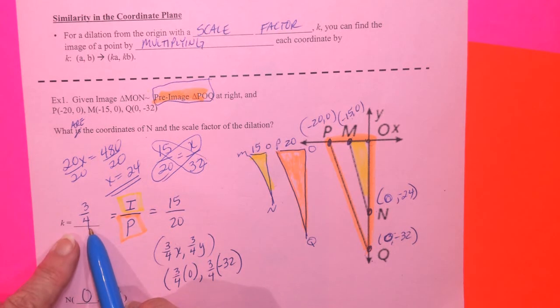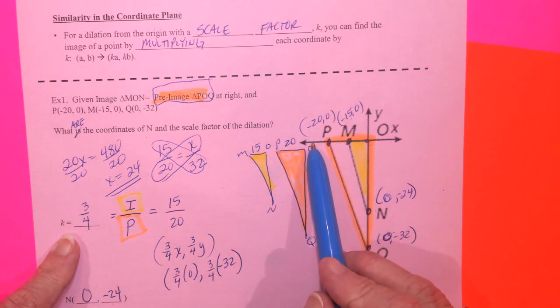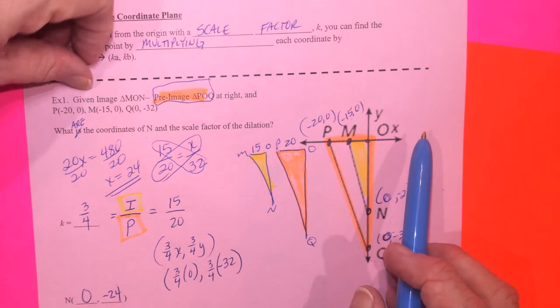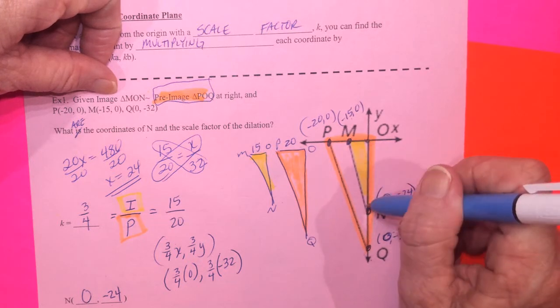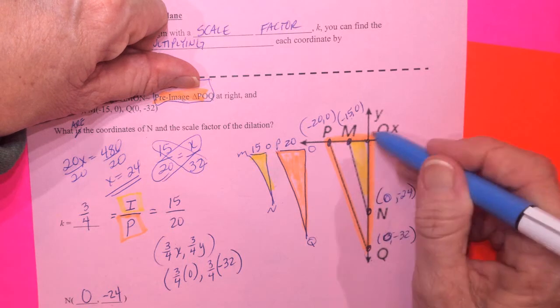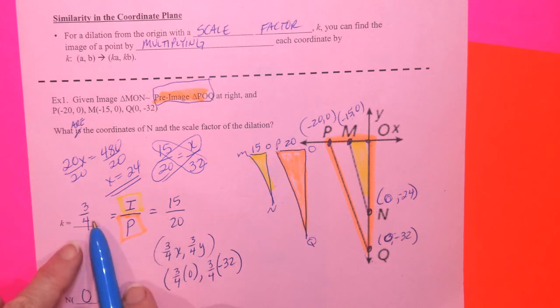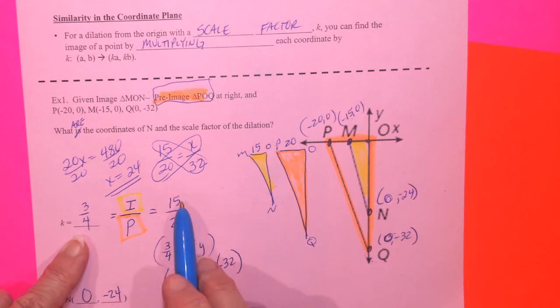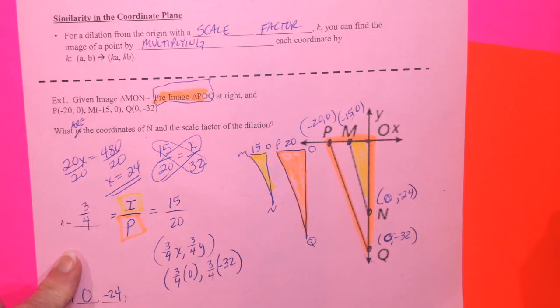For our scale factor, we can find any two corresponding values. Let's go with the ones they gave us. Since it said image is MON, image is the big one we ended up with. We started with a pre-image, POQ, the very large triangle. We are reducing. We know our value has to be between 0 and 1, so that's why we can put the 15 over the 20, and that reduces to 3 over 4. Great example of a reduction.